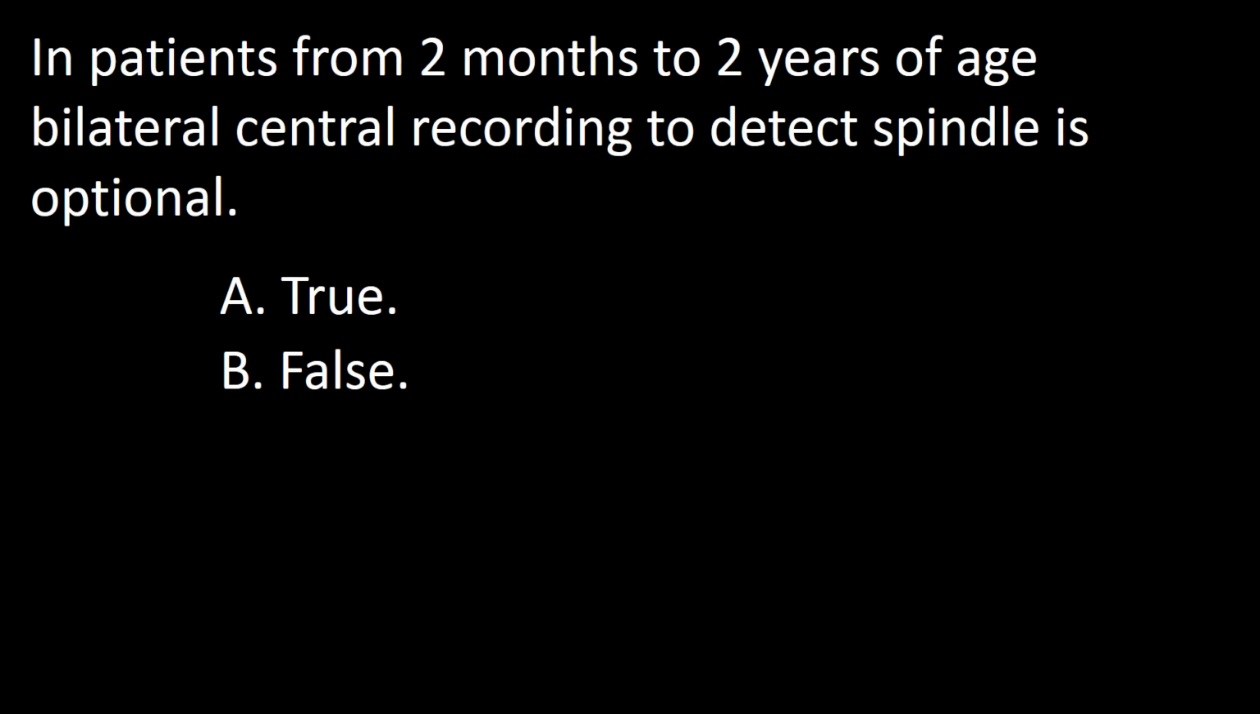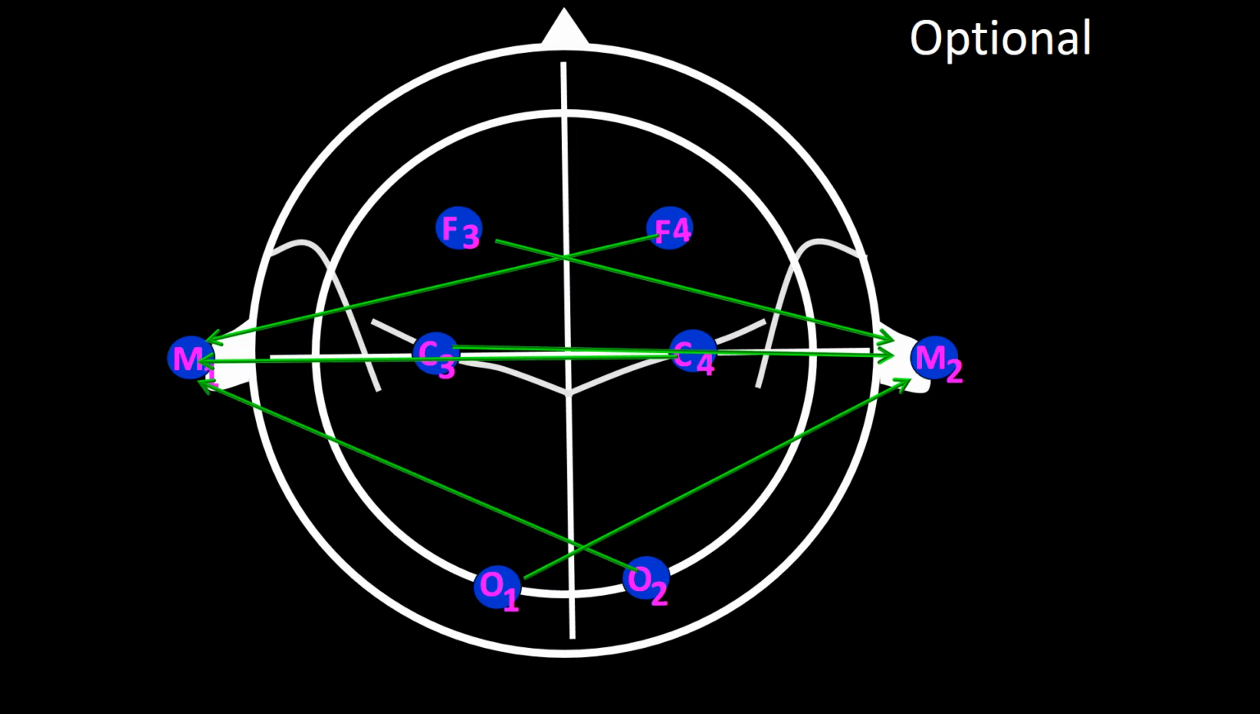Next question. In patients from 2 months to 2 years of age, bilateral central recording to detect spindles is optional. A true, B false. For infants and young children less than 2 years of age, since spindles are often asymmetrical, an optional electrode placement consists of monitoring both hemispheres, as you can see in this frame. Or, at times, having C4 referred to CC as well as C3 referred to CT.